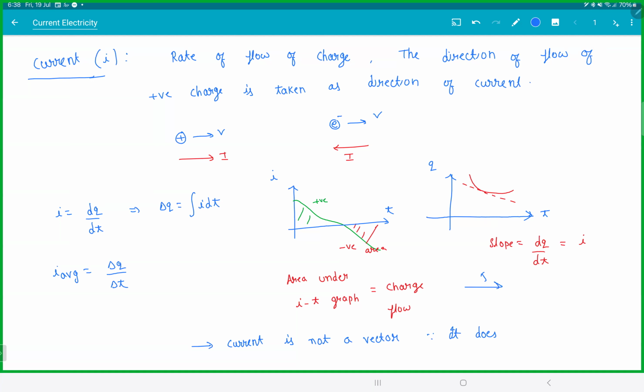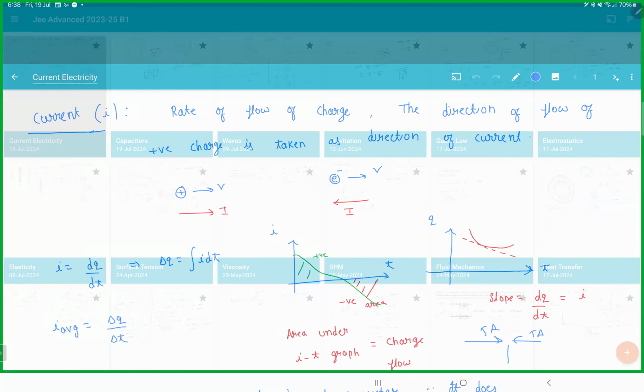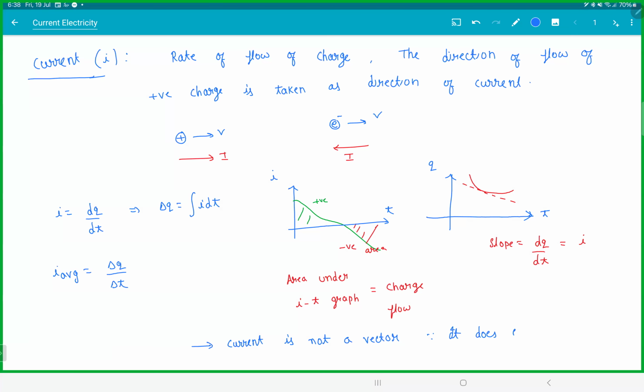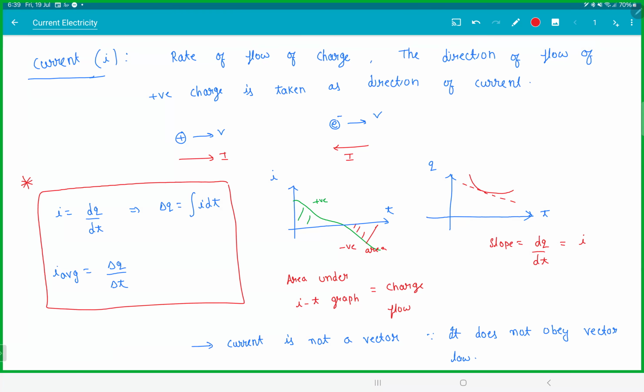Meaning if you take 5 ampere like this and 5 ampere like this, technically you should get 0 amperes, but you get 10. So it doesn't obey vector laws of addition. That's straightforward. Simple definition. I is dq by dt. That is the main one. Let's see a few questions based on this.